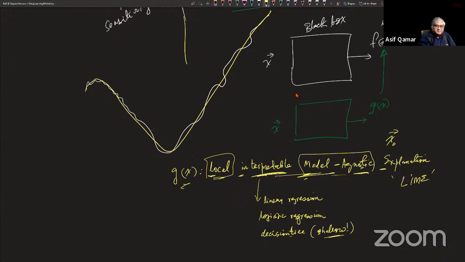So your G is an explanation, but it is model agnostic. It doesn't care whether this black box is a random forest or a support vector machine or a deep neural network, it absolutely doesn't matter. The heart of this is that you have the confidence coming from mathematics that locally everything has a simple, or a simpler, explanation. Are we together, guys?